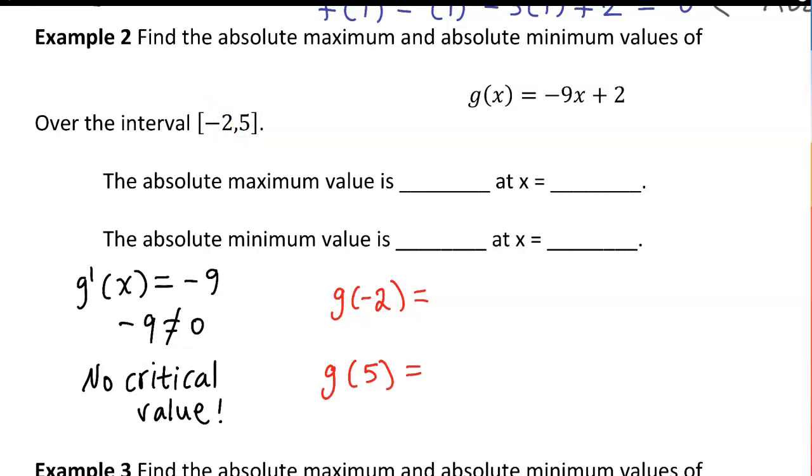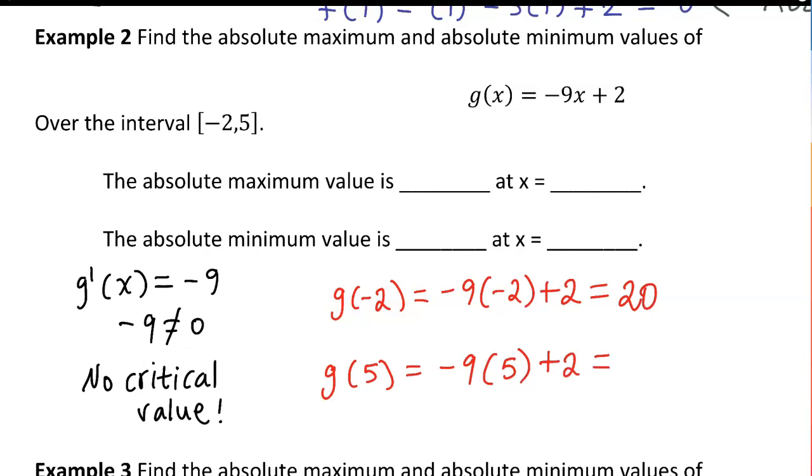You just have to find the function values by plugging these numbers into g of x. That's positive 18 plus 2. That's 20. Hey, I did this. Didn't we do this, right? Negative 9 times 5 plus 2. That is negative 45 plus 2. So that is negative 43.